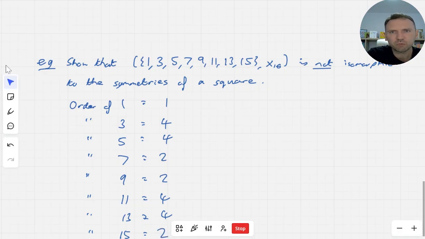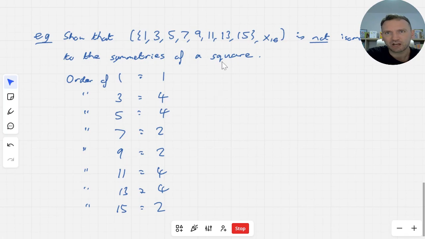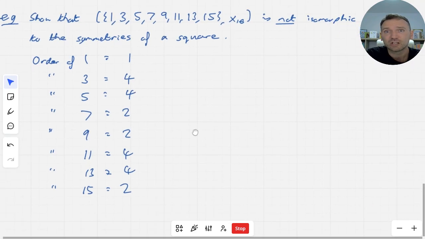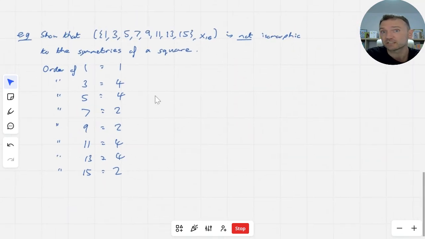So if we look at the symmetries of our square and we don't have 3 elements of order 2 and 4 elements of order 4, then we know immediately that these two groups can't be isomorphic.